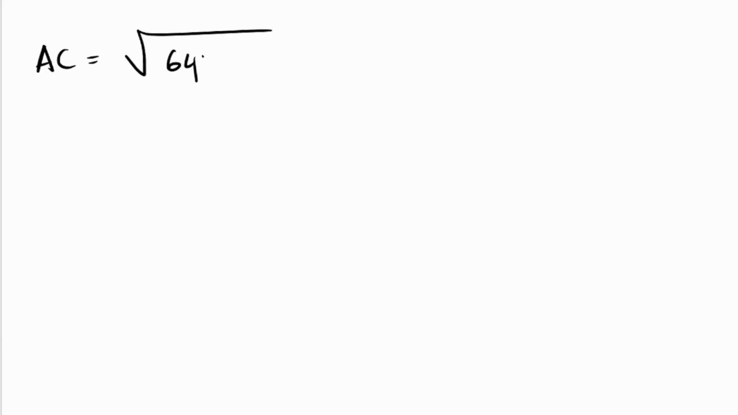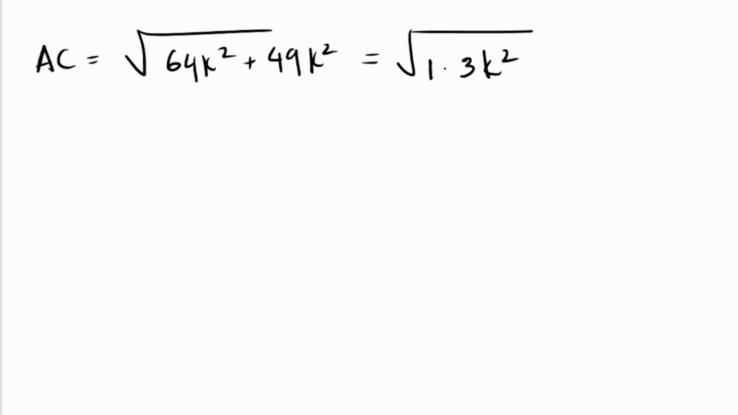It is 64k square plus 49k square. When you add, you will get k square inside. When you add 64 plus 49, I think you get 113. Okay, so this is it.